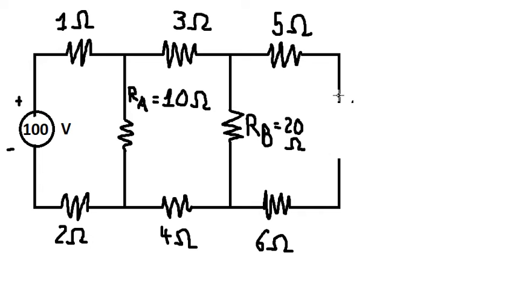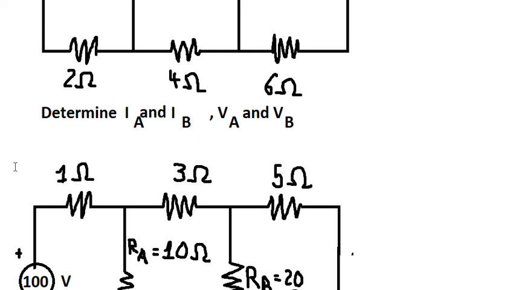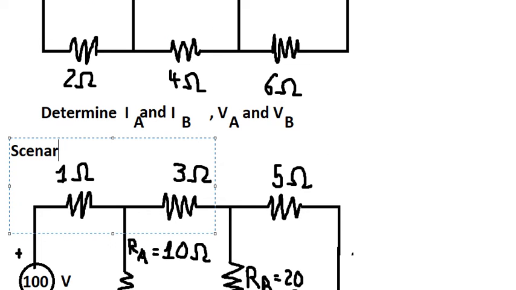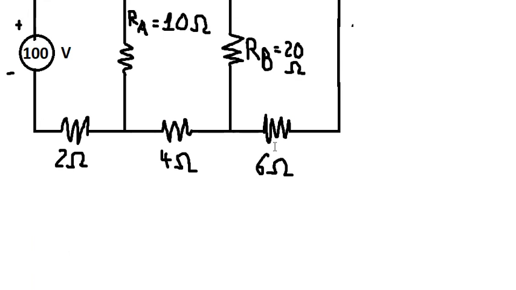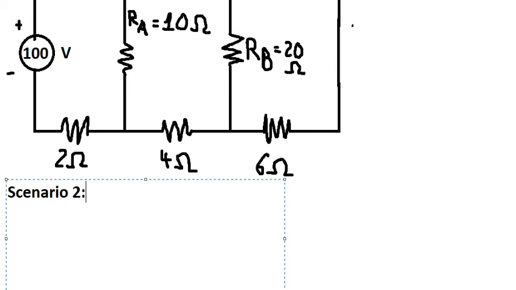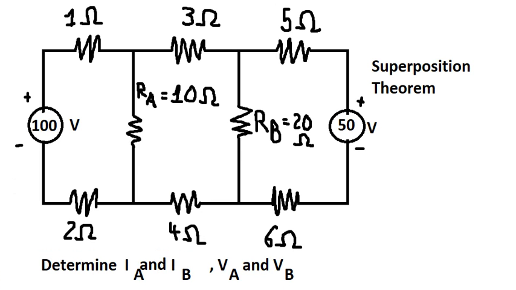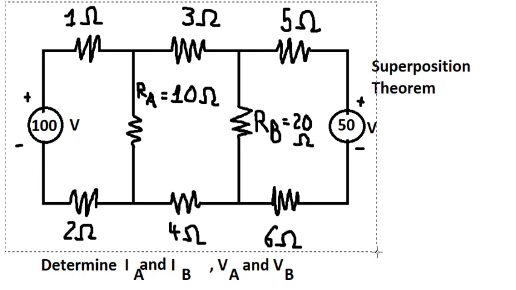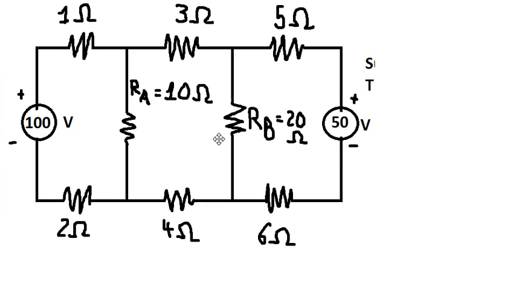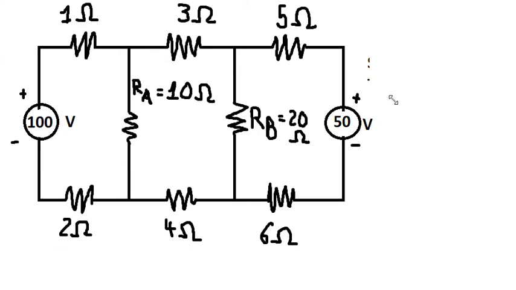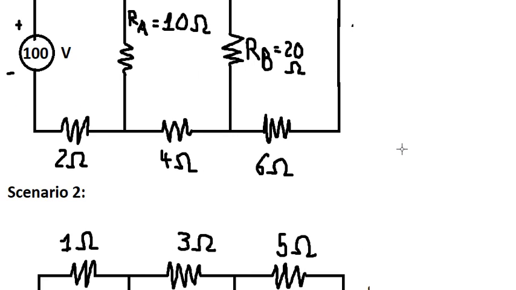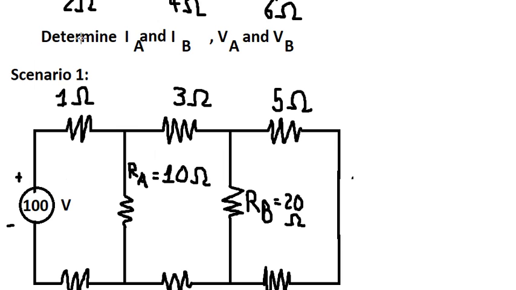And this is scenario number 1. And then we have scenario number 2. That means we need to eliminate the batteries in here. So that should be like this. Next, I need to focus on the first one.